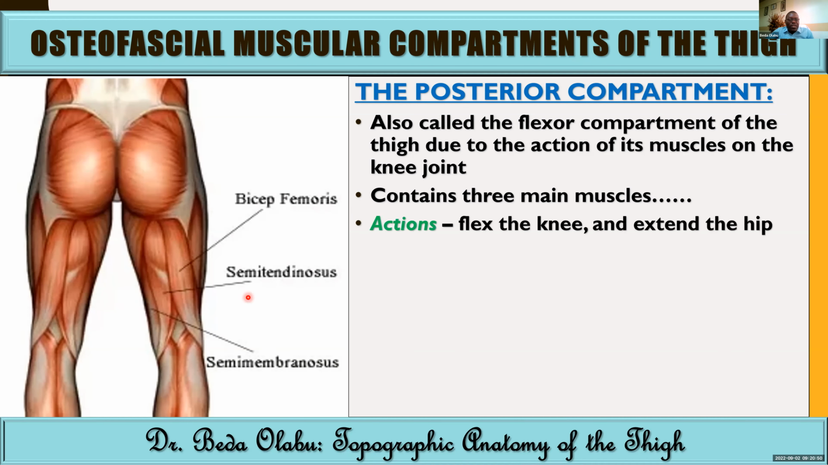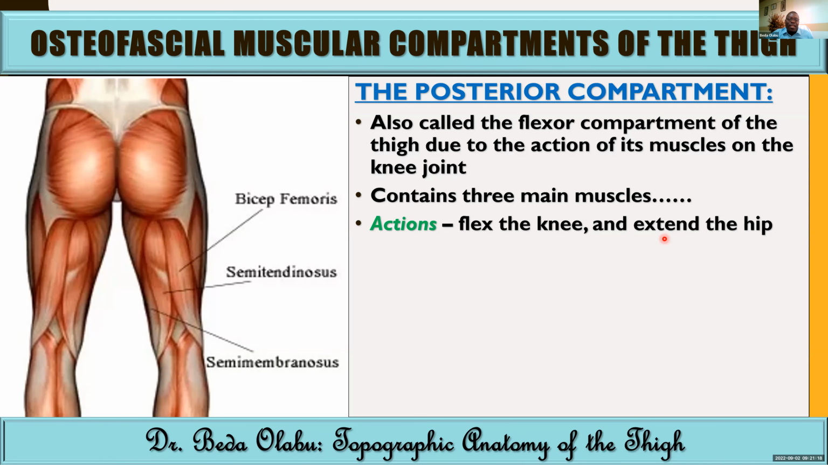So what do these 3 muscles do? They flex the knee joint, hence the name, the flexor compartment. But they also have an action at the hip joint. They attach at the ischial tuberosity, and so they help to extend the hip. If they contract, the thigh will go backwards. That is extension at the hip joint.